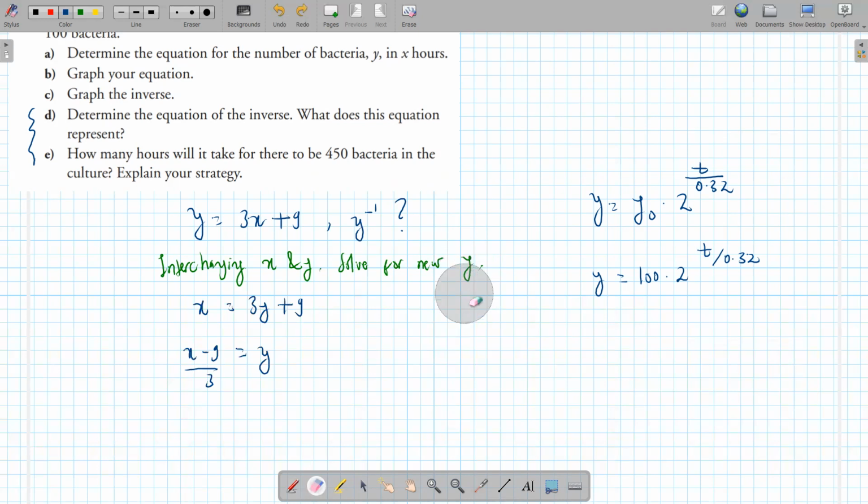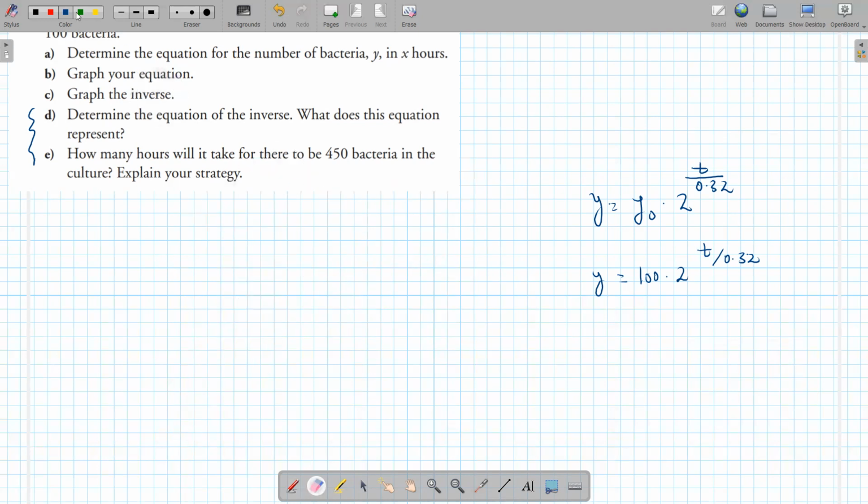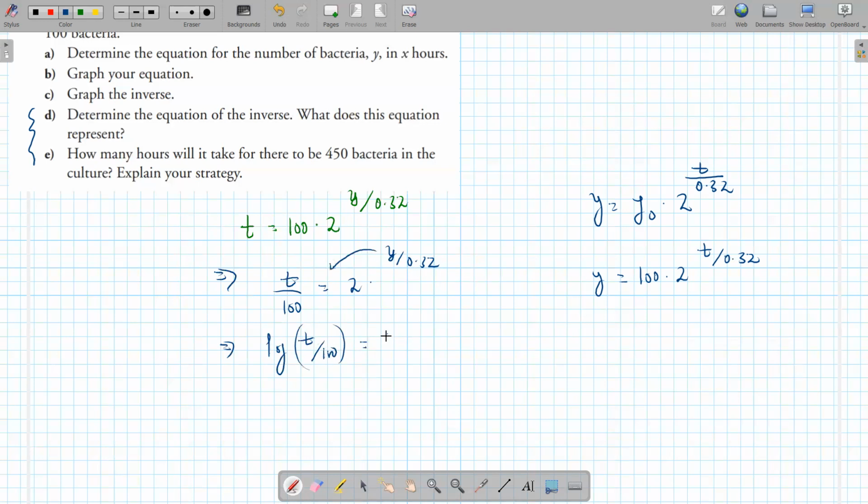We are going to interchange x and y, or in this case y and t, and then solve for the new y. So this becomes t is equal to 100 times 2 to the power of y divided by 0.32. How do we solve this equation for y? You divide by 100. That's correct. So what's the next step after dividing by 100? You do log. So you have log of t over 100, right? Is equal to, again, if you do log, you can bring that guy in the front. It'll be y over 0.32 times log of 2.